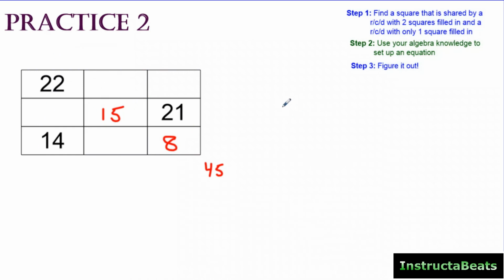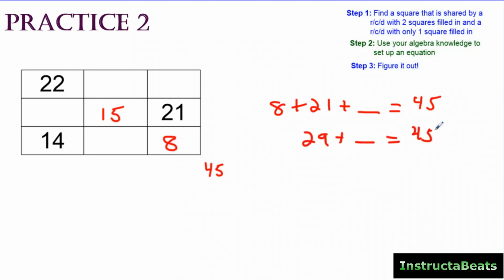So now you can just do simple equations such as 8 plus 21 plus a number you don't know equals 45. And you can solve these, right? So 29 plus something equals 45. You can rewrite this as subtraction, and you would get the answer of 16. So now you know this one is 16. You've completed this diagonal, so you can actually check it if you'd like. So 14 plus 15 is 29, plus 16 would be 45. Okay, so you can see it works.